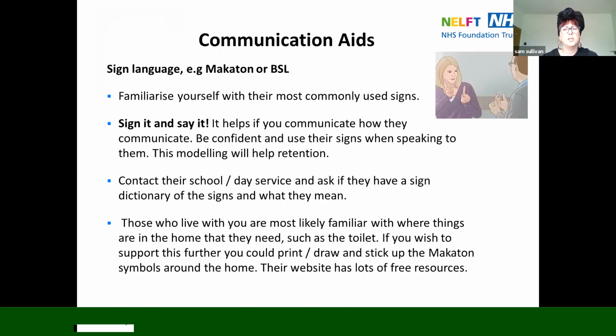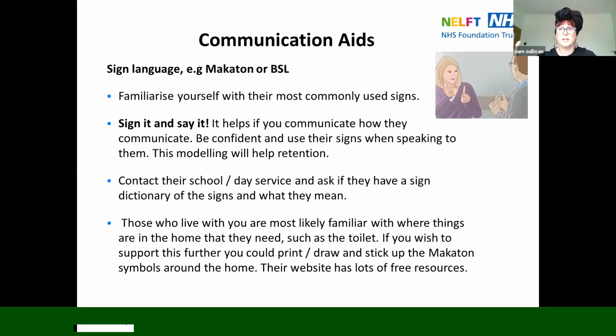So sign language, if you're using this at home, you want to familiarise yourself with their most commonly used signs. So when someone's expressing what they want, you want in the moment to be able to understand what they want. Imagine if we were asking for something and nobody understood us, and they're having these breakaway conversations: what do you think they mean? Do you know what that sign is? Do you know where we've got that list?